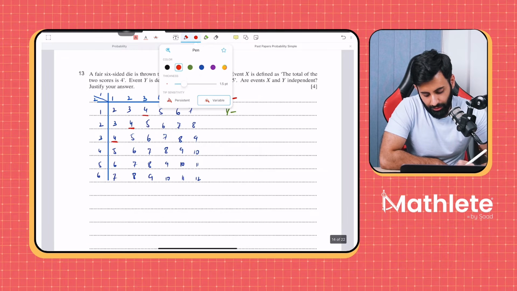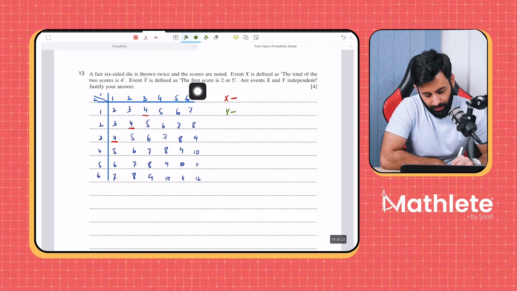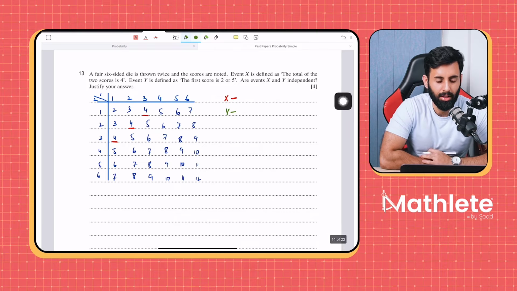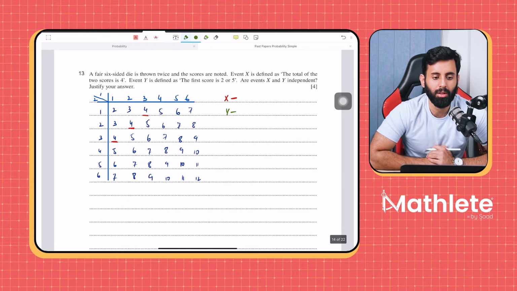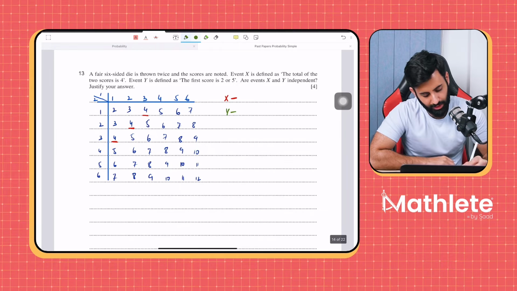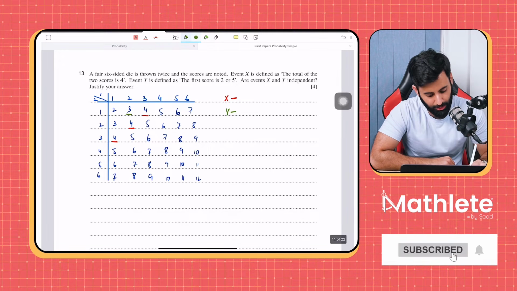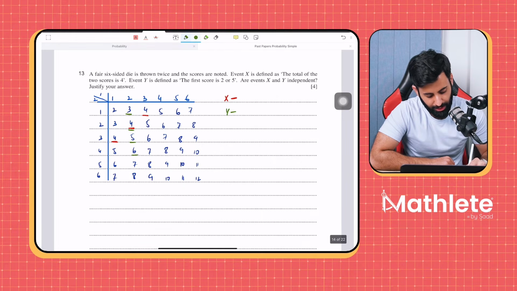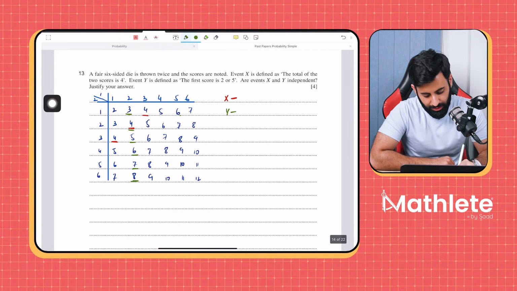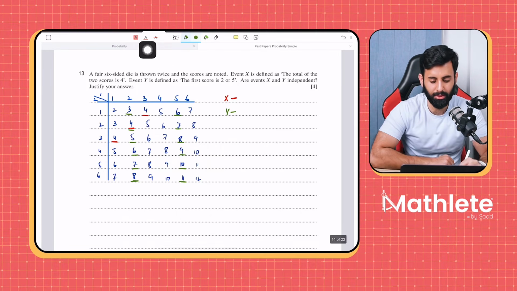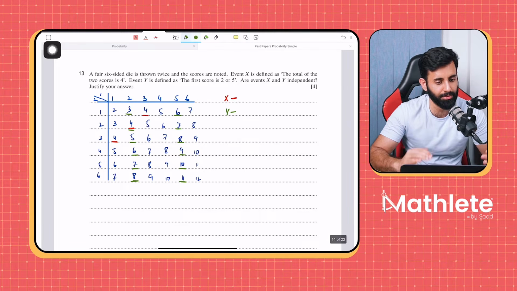Event Y is, this I want you guys to figure out. The first score is 2 or 5. Can you tell me how many times that happens, that the score on the first roll is 2 or 5? 12, that's correct. So the score on the first roll is 2 happens 6 times, and since it's 2 or 5, here are another 6 times where the score on the first roll is 5. Since it says 2 or 5, we have to consider both.